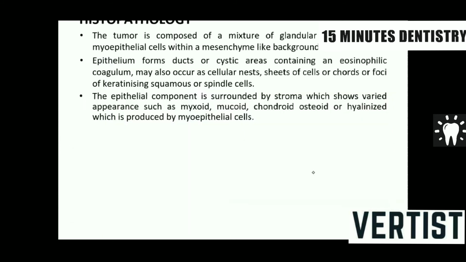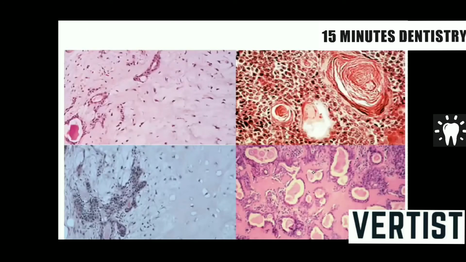Histopathologically, the tumor is composed of a mixture of glandular epithelium and myoepithelial cells within a mesenchyme-like background. Epithelium typically forms ducts or cystic areas containing an eosinophilic coagulum. It may also occur as cellular nests, sheets of cells or cords, or foci of keratinizing squamous cells. The most distinguishing histopathological feature by which you can identify this slide is that the epithelial component is surrounded by stroma with varying appearance, which is myxoid, chondroid, or mucoid.